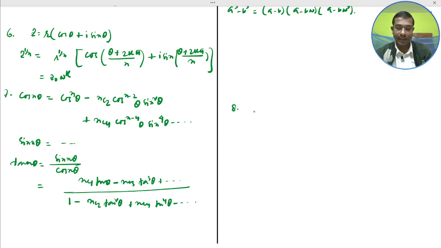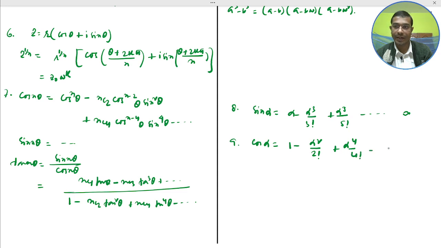You should know that the series of sin alpha is alpha minus alpha cube by 3 factorial plus alpha to the power 5 by 5 factorial minus and so on, an infinite series, basically the Taylor expansion. Next, cos alpha is 1 minus alpha square by 2 factorial plus alpha to the power 4 by 4 factorial minus and so on to infinity. And last, tan alpha is alpha plus alpha cube by 3 plus 2 alpha to the power 5 by 15 plus and so on to infinity.